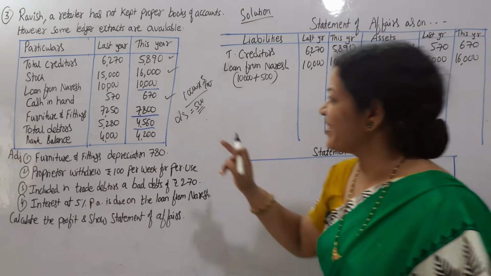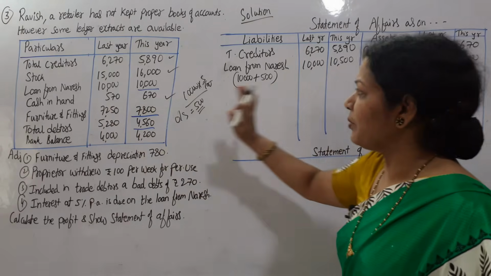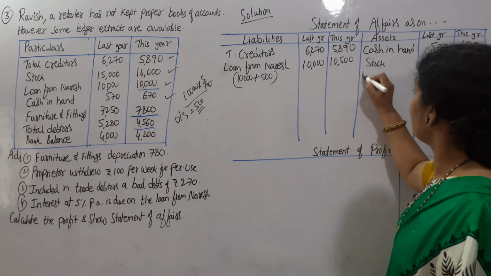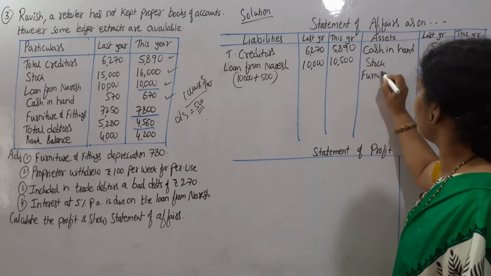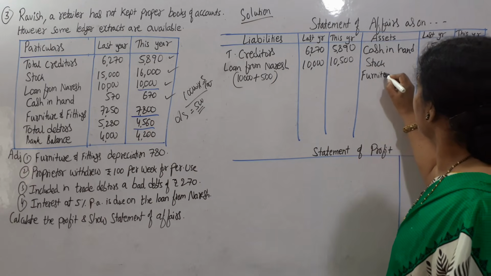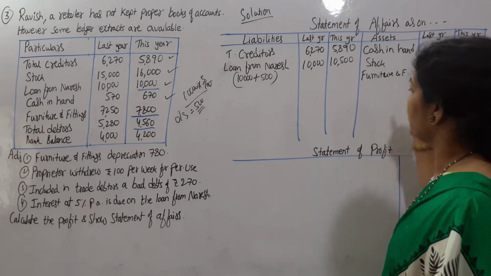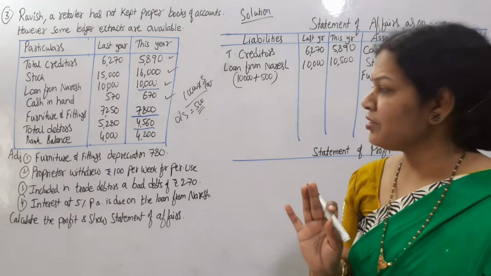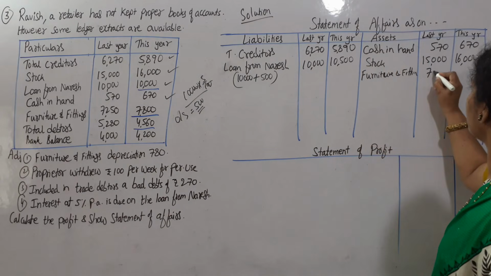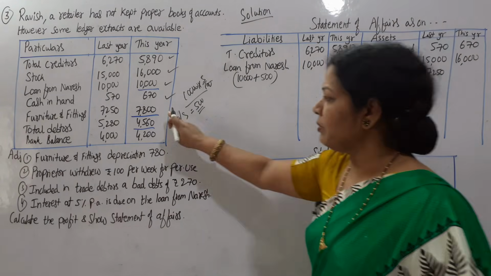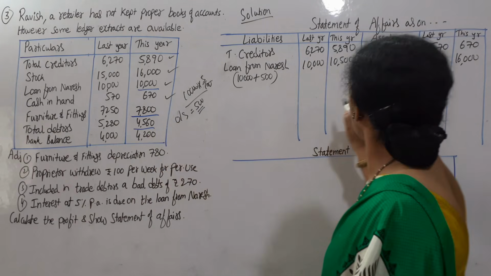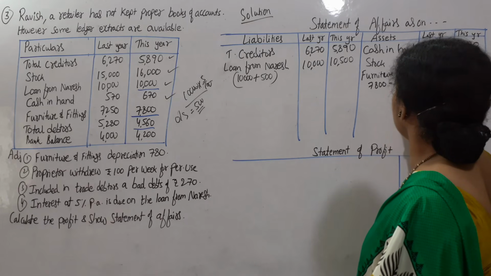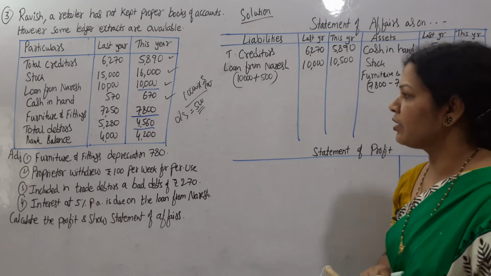Next. Cash in hand we have already taken. This is also over. Now furniture and fittings here. Furniture and fittings. First year we will not touch, as it is 7,250. Second year we have a depreciation of 780. So 7,800 minus 780. We'll see the calculation later.